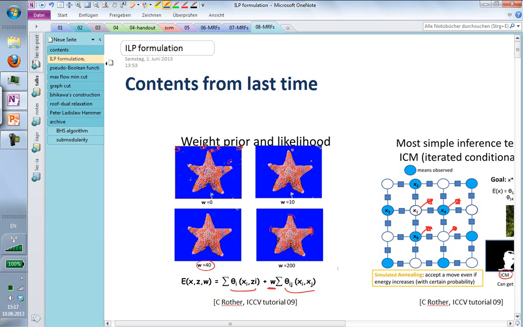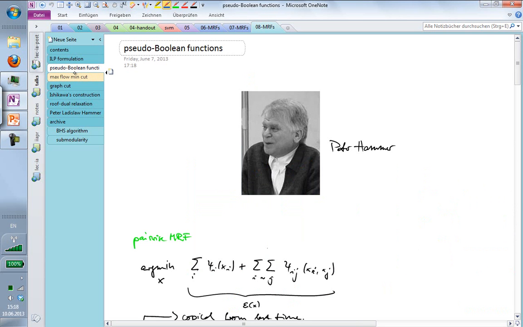Okay, so I want to lead up to the graph cut algorithm, and to understand it, we need, well, one is really a prerequisite, and the other is more to know a little bit where terminology comes from. So let me start with terminology.